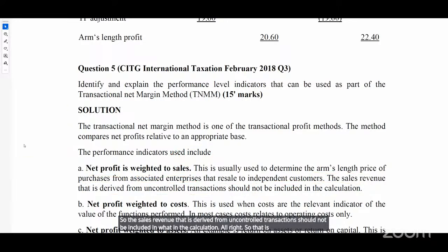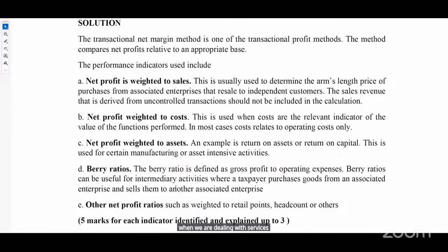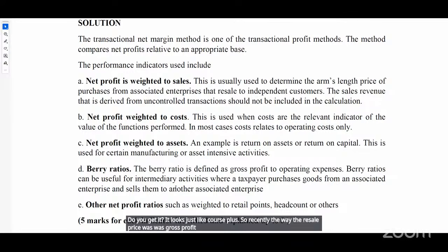All right, so that is net profit to sales. The same way we can do net profit weighted to cost. When do you think we'll use net profit weighted to cost? When we are dealing with services and manufacturing. It looks just like cost plus. So the way the resale price was gross profit to sales, this one becomes net profit to sales. The way the cost plus works, here we can use a net markup, which becomes net profit weighted to cost. But this is used when cost is a relevant indicator of the functions performed.